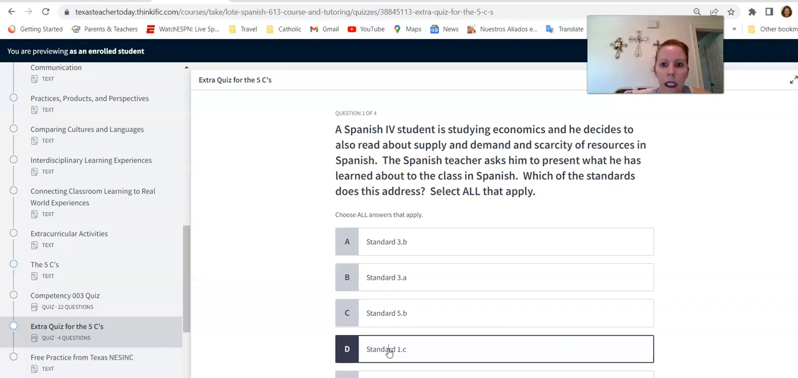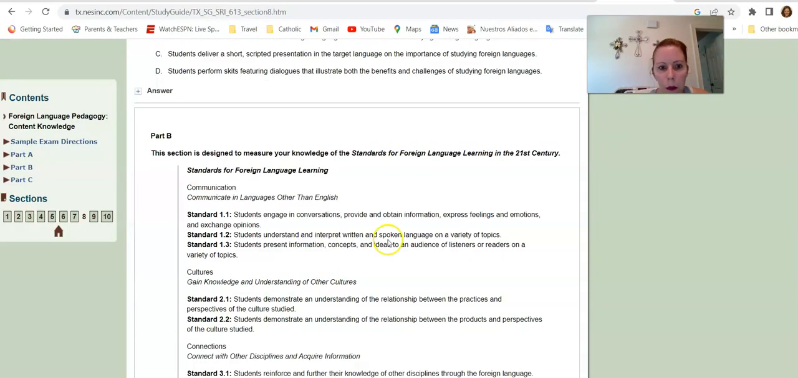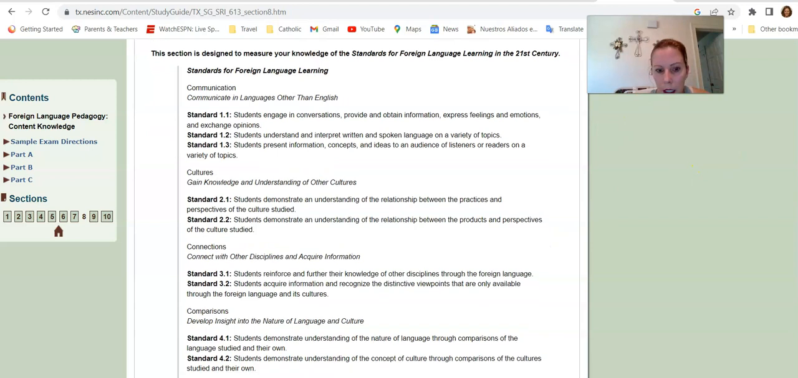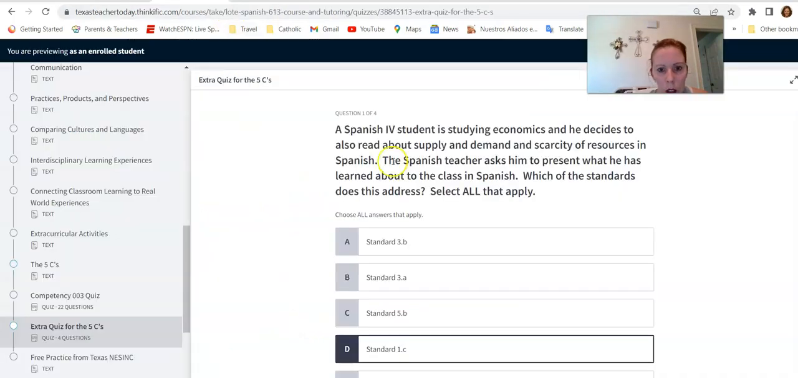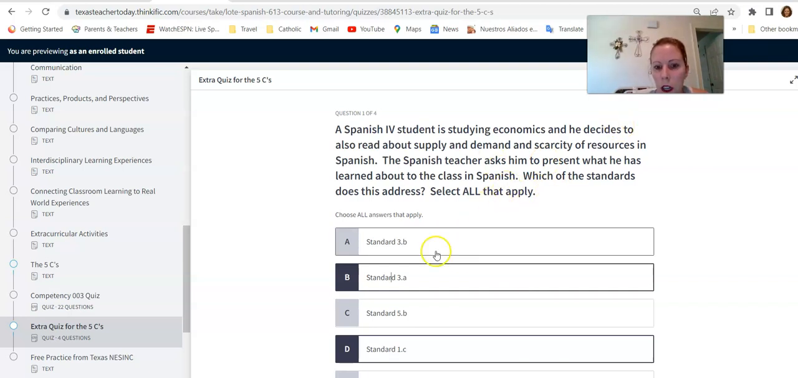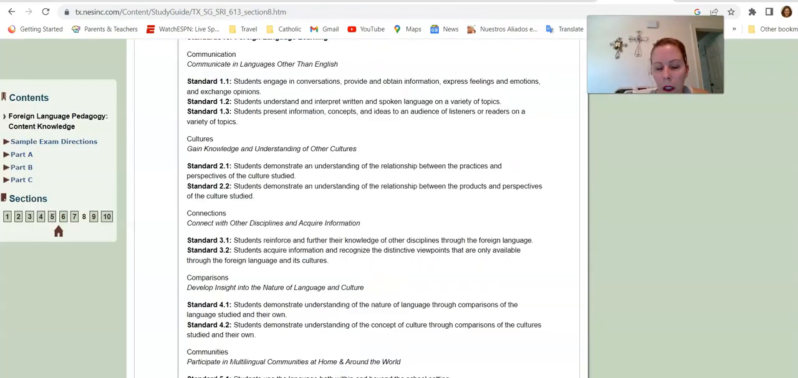Okay, now he's studying another subject in Spanish. Remember, that was connections. He's studying another subject, another discipline in Spanish. So that's 3.1. So I'm going to select 3.A. Okay, he's doing this on his own, right? So it would also be the 5.2 because he's showing evidence of being a lifelong learner, but that's not an option here. So let's just look at our other options to make sure that none of them are right.